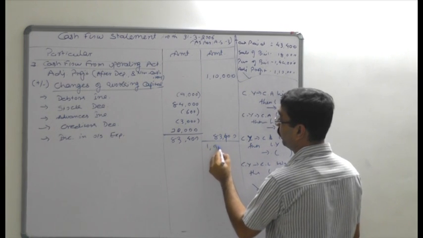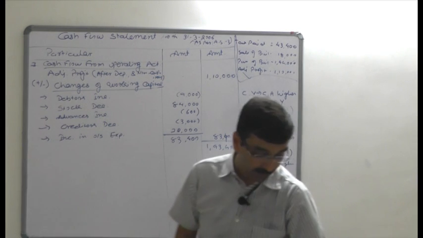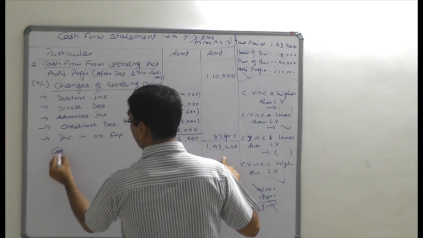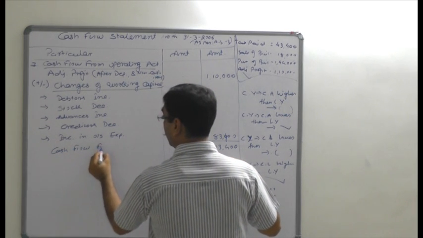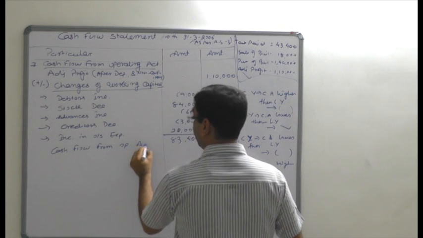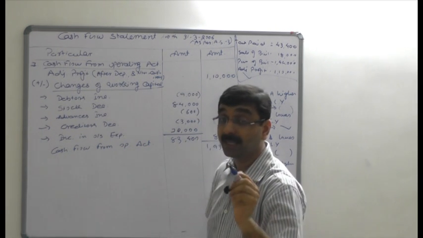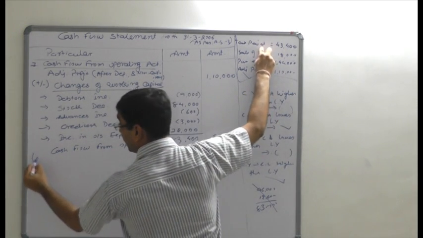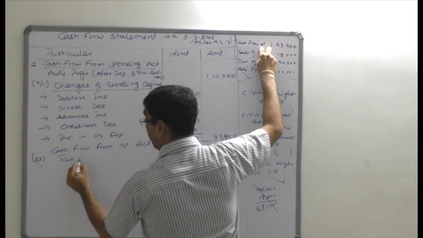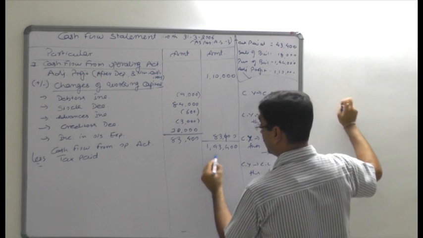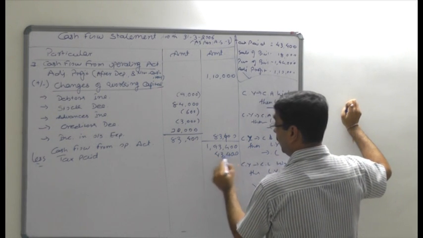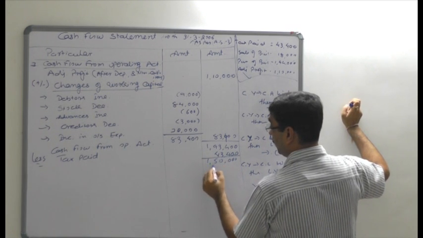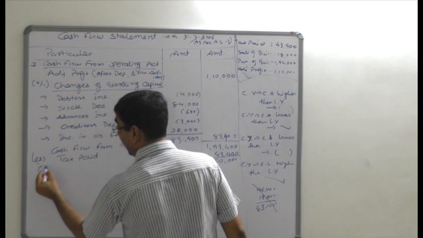So the total comes to 1,93,400. The amount of changes 1,93,400, that is cash flow from operating activities. But still there is one adjustment under this category, and that is tax paid. So less tax paid, and that amount is 43,400, minus from it. So the balance comes to 1,50,000, and that is your answer A.